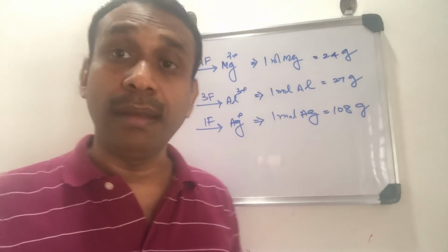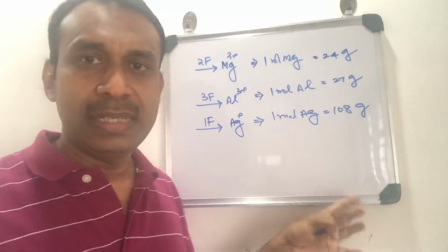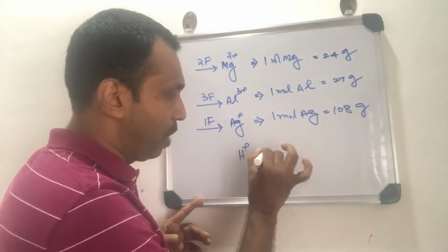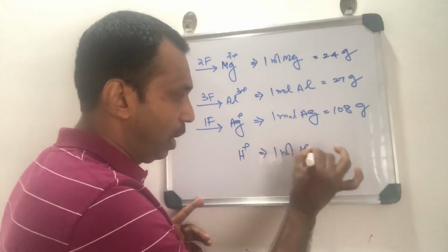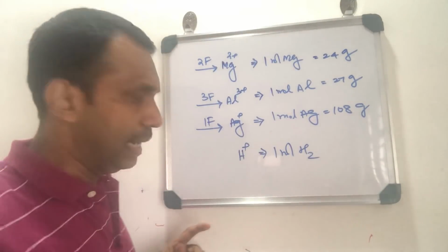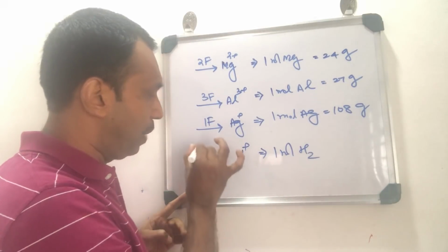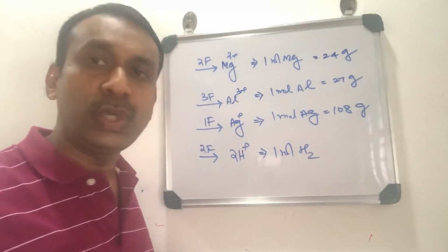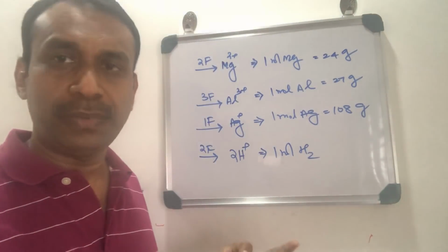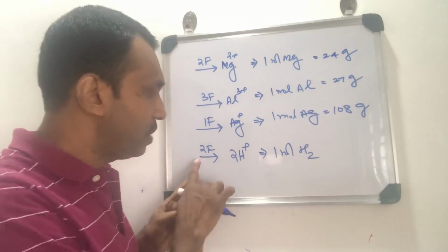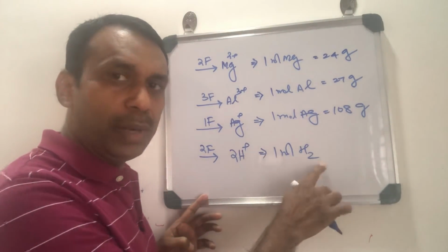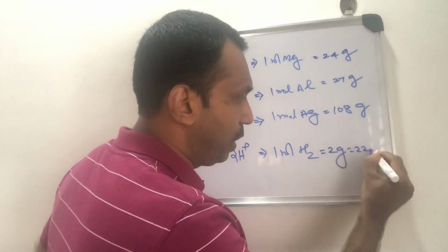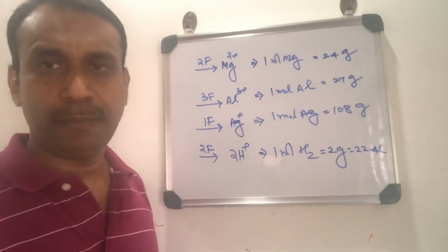Then come to certain non-metals. These are metals. In case of non-metal, for example, H+, we want to produce 1 mole H2 by electrolysis. It requires 2 Faraday of electricity because hydrogen is diatomic, so I should write 2H+. So the total charge of H+ will be 2. So it requires 2 Faraday to produce 1 mole H2. We know that is equal to 2 gram. Its volume will be 22.4 liter.